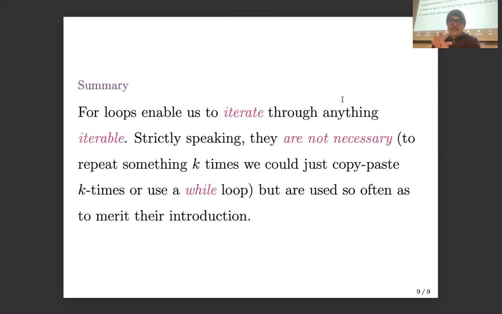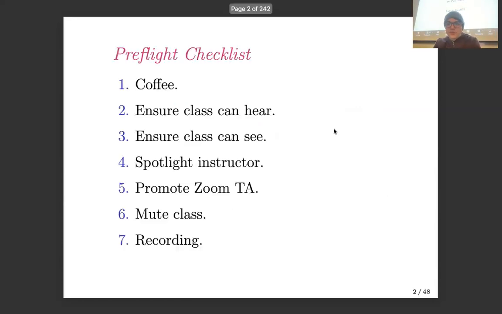So in summary, for loops enable us to iterate through anything iterable, right? Things like strings, things like lists and dictionaries. Strictly speaking, they are not necessary. Oh, we don't need for loops. While loops would have been sufficient, right? Because a while loop can repeat something an infinite number of times. A for loop can repeat something a finite number of times, but we use them so often that it merits their introduction. And you use for loops. For loops are one of the nicest high-level language features that Python provides. Okay, let's move on. Lists and tuples.